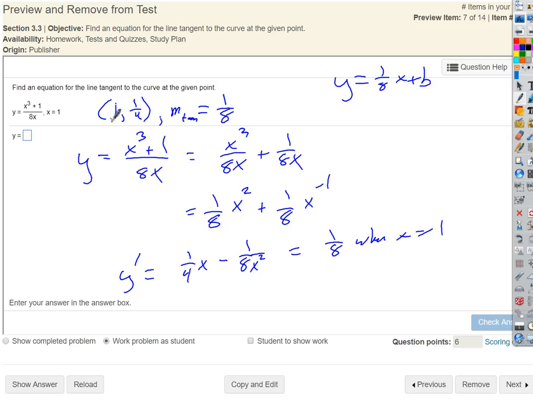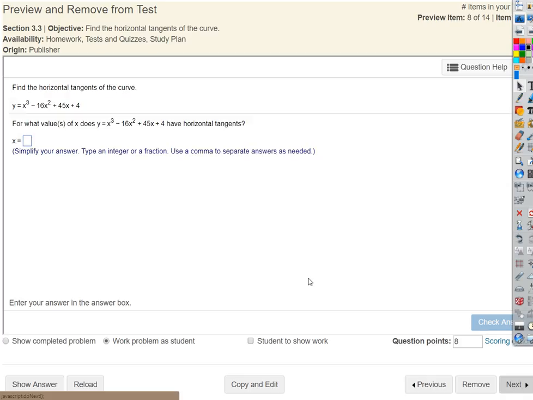All right. Horizontal tangents, what's that going to involve?